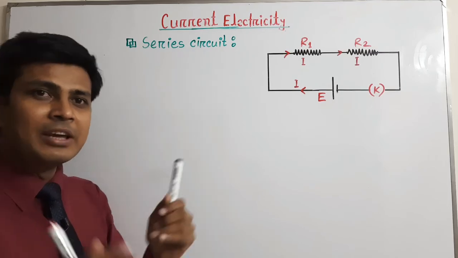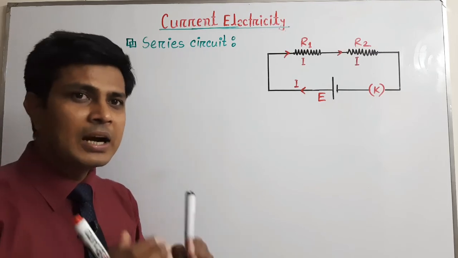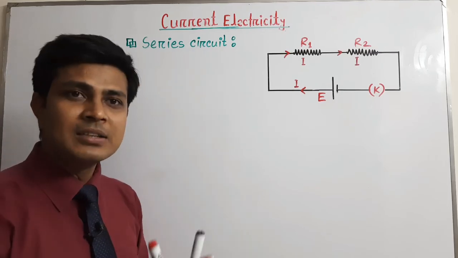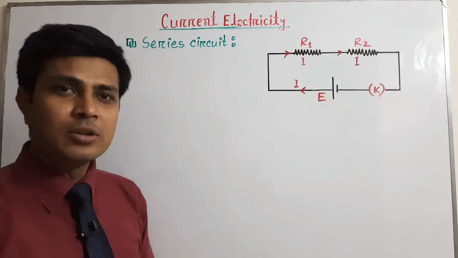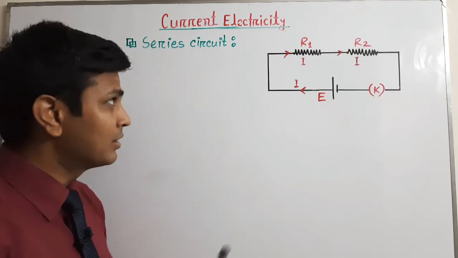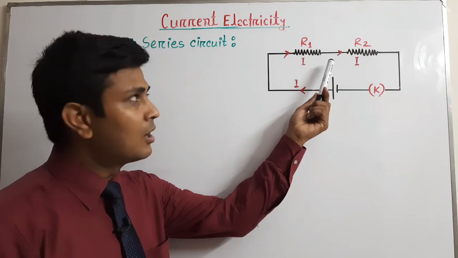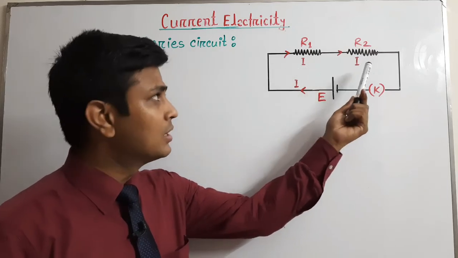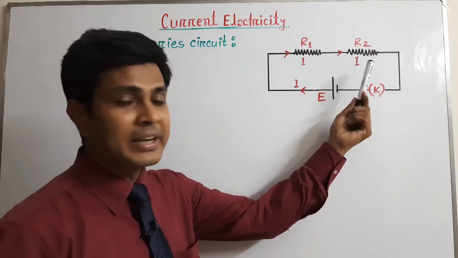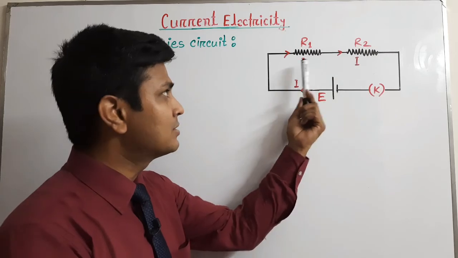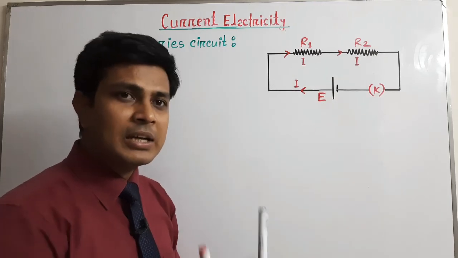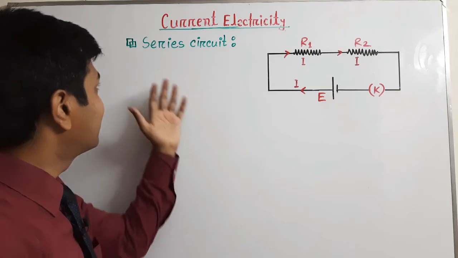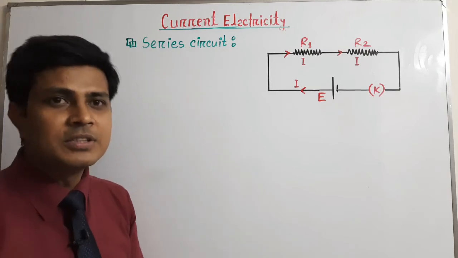Series circuit means if the electronic devices are connected one after another in a single loop, that type of circuit is called a series circuit. In another way, we can say if the second terminal of the first resistance is connected with the first terminal of the second resistance, in that way these resistances or electronic appliances are connected one after another and make a single loop. That type of circuit is called a series circuit.